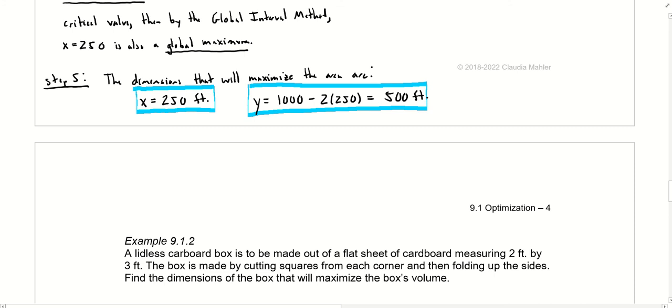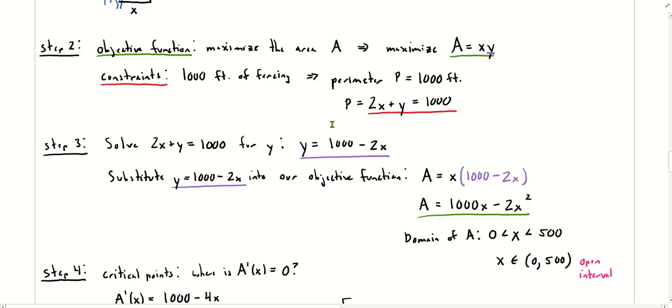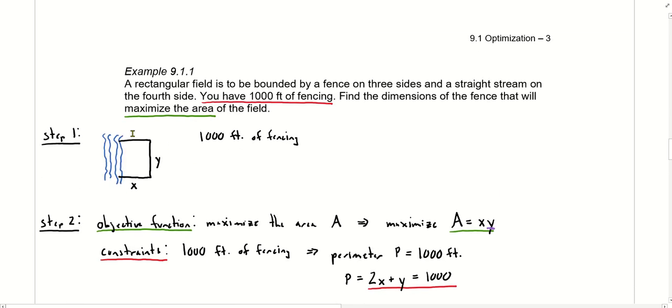And this is also another reason to draw that picture in step 1, because you know which of these is the one that represents the two sides. So we have two sides of length 250, and then one side, that long side, that's 500. And we can see that from our picture up here. So 250, 250, 500.